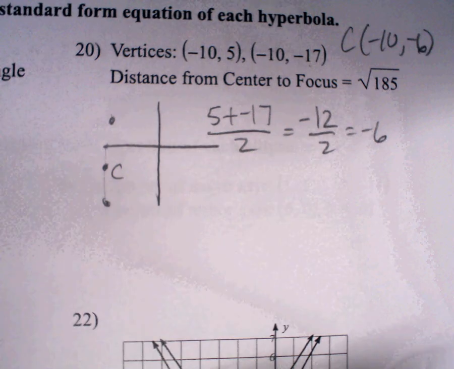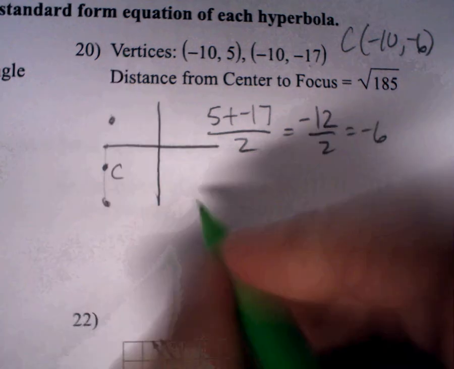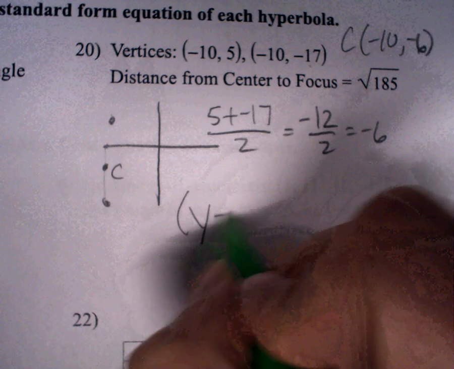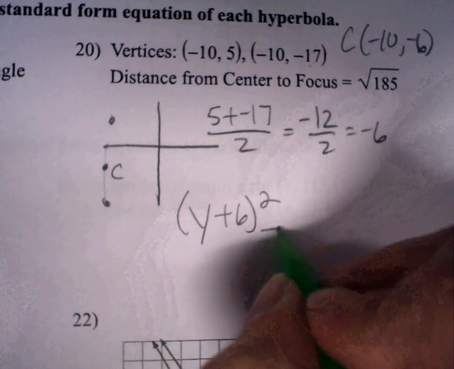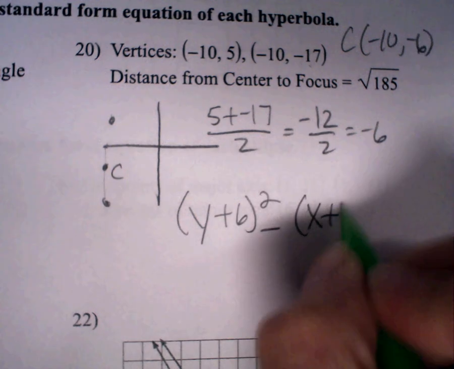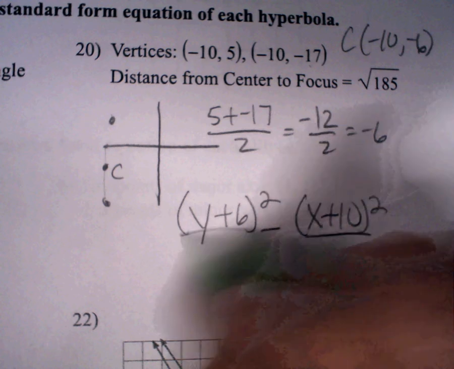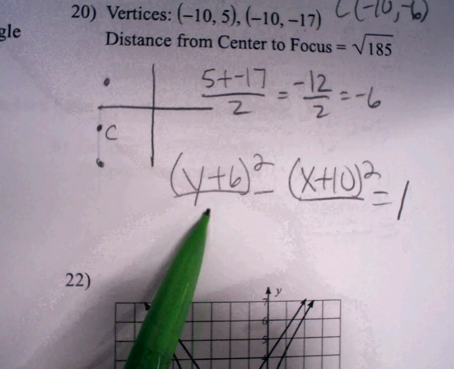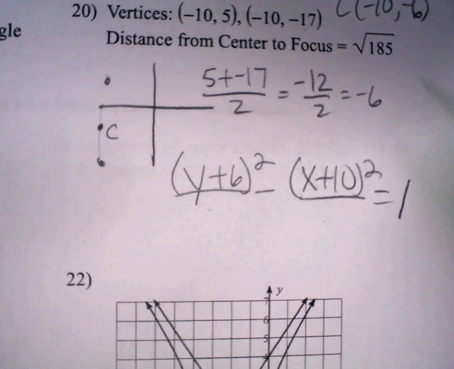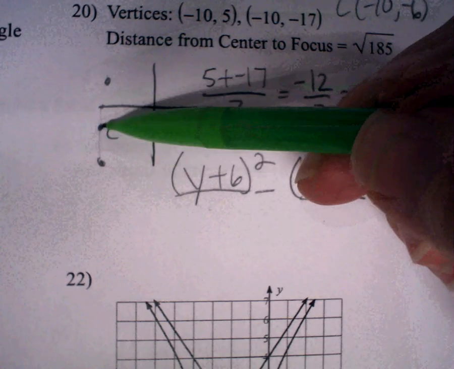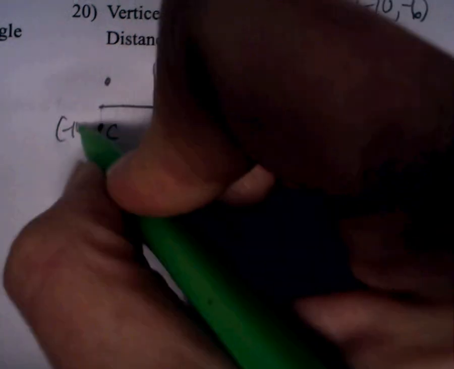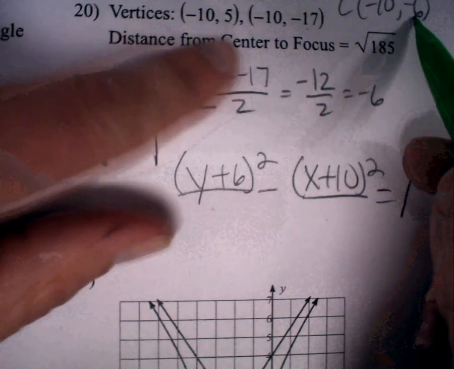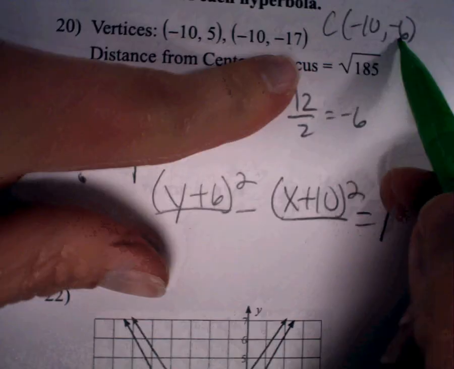I also know it's going vertically. So I'm going to do y plus 6 first, minus x plus 10 second, equals 1. Underneath this, I'm going to put my a squared and b squared. So judging by this, if my center's at negative 10, well, I have it over here. Here's my center. So what I'm going to do is compare 2 points. Doesn't matter.